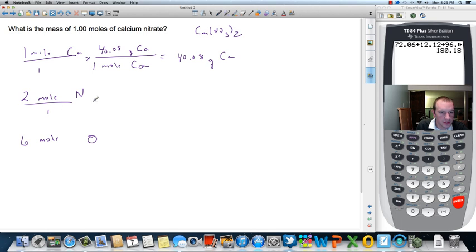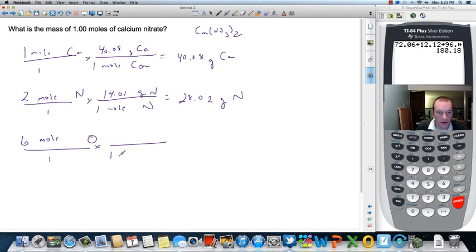2 moles of nitrogen over 1. Every 1 mole of nitrogen is 14.01 grams of nitrogen, which is equal to 28.02 grams of nitrogen. And finally, for every 6 moles of oxygen, every 1 mole of oxygen has a mass of 16.00 grams of oxygen. That is a decimal right there, which we already said is equal to 96.00 grams of oxygen. It just happens to be the same thing.